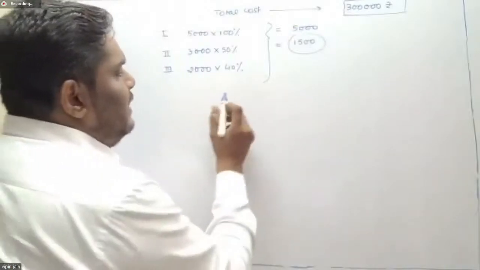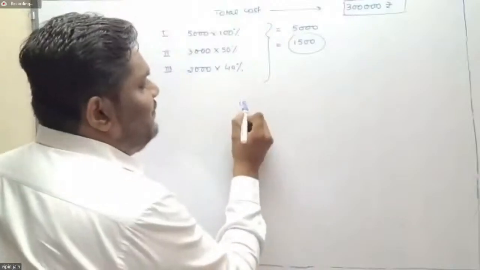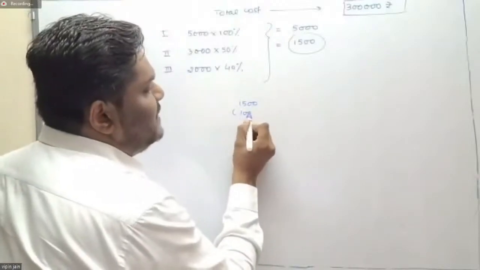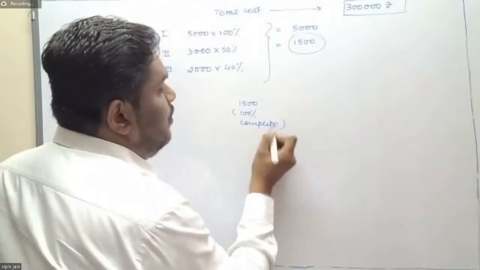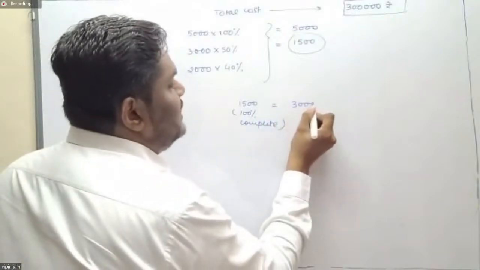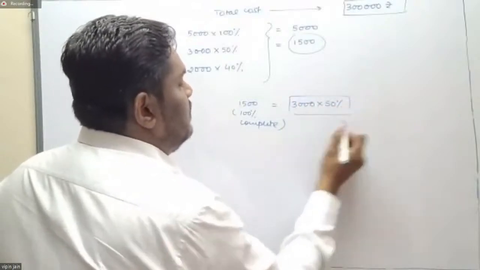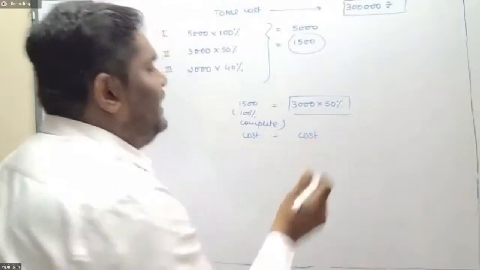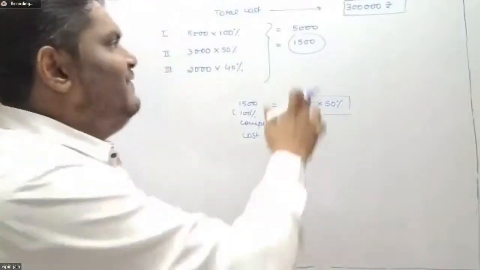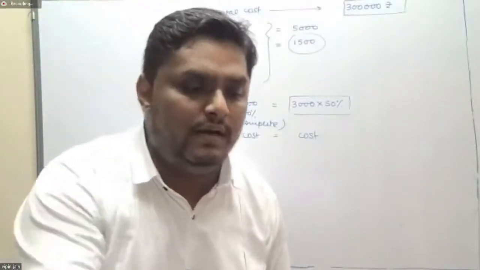It means that whatever the cost that is incurred for 1,500 units which are 100% complete will be equal to that of 3,000 units which are 50% complete. I repeat again, guys, why have I taken 1,500? It means the equivalent number of units are 1,500.